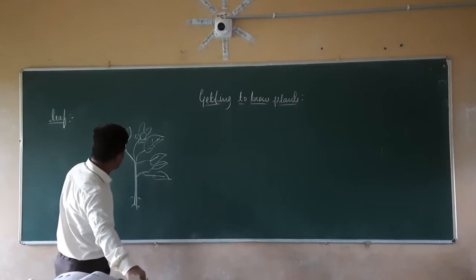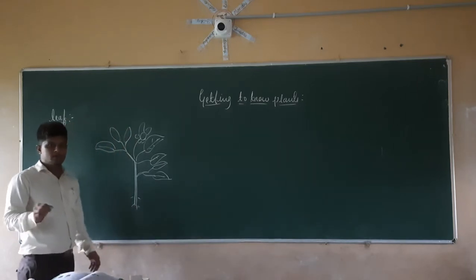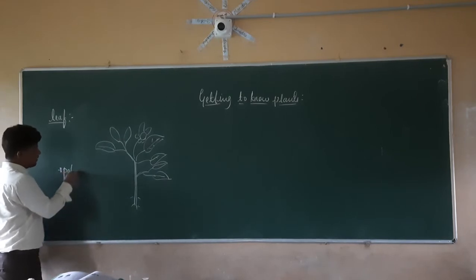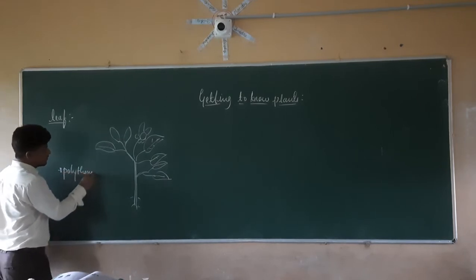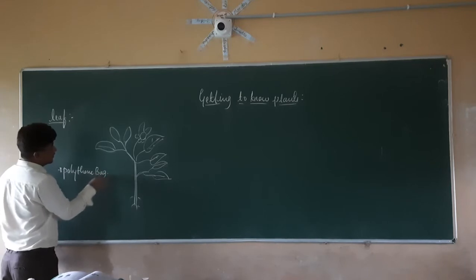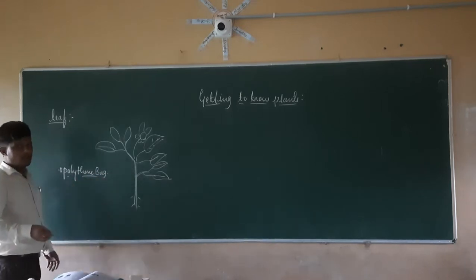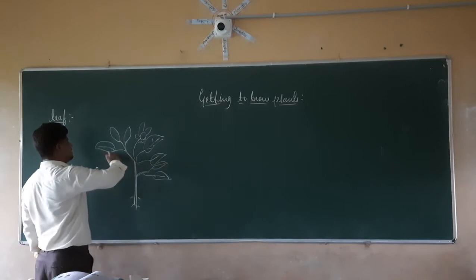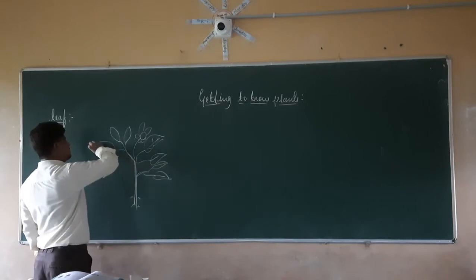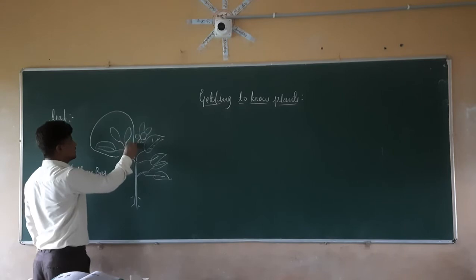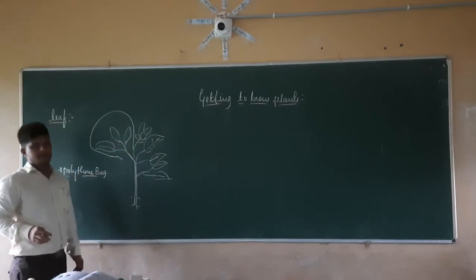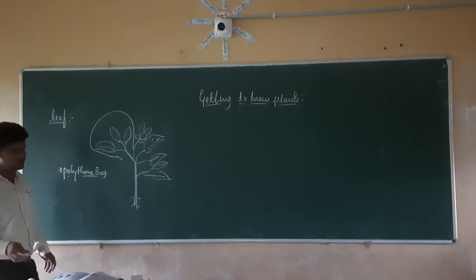So here, what are we going to do? We are going to take a polythene bag, and we are going to put that polythene bag on one part of this plant. Like this, we are going to put the polythene bag here on this side, and this side will be kept open.